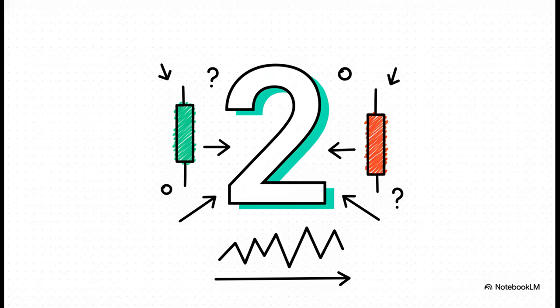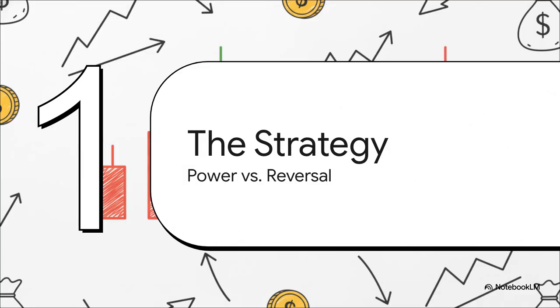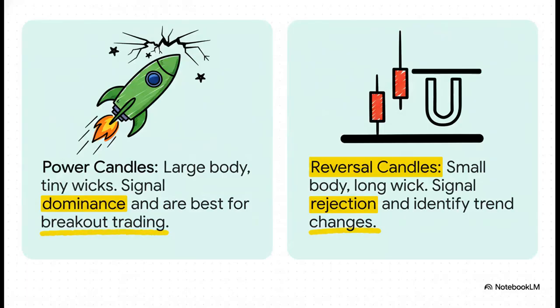Reading charts like a pro isn't about knowing hundreds of silly patterns. It's about deeply understanding the psychology behind 2 fundamental types of candles. Everything else you see is just a variation of these 2 core ideas. So, what are these 2 magical categories? Well, we can boil everything down to a really simple strategy: spotting signals of power versus signals of reversal. That's it. One tells you the market has unstoppable momentum, and the other tells you it's probably about to turn around.